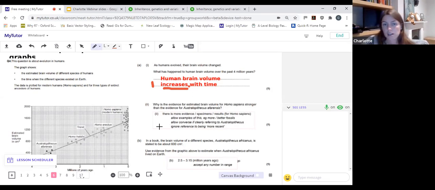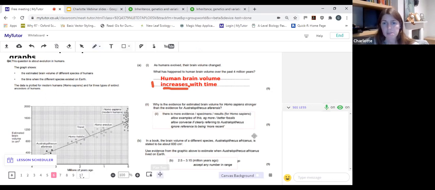Okay. Now that last one can be a bit of a trip up, and actually a couple of you in the chat have put that word, more recent. So here you need to think slightly about your statistical work and your scientific technique. You have more evidence for Homo sapiens, and therefore the more evidence that you have, the more samples that you have, the more accurate your results. So you have stronger evidence. There's only 3 of Australopithecus afarensis down there, whereas there's, I can't even count those, they're a bit small, but there's a lot more of them.